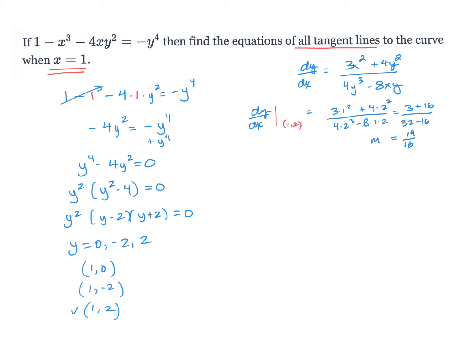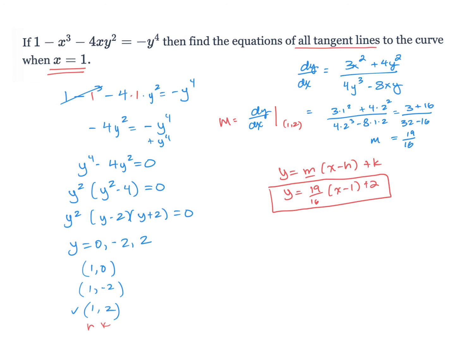So now I have my slope. Remember the equation of a line, when I have that it is y equals m times x minus h plus k. These are my h, k points right here, h and k. So I really just need my m, which I just found. Remember, derivative is slope. So now I can write my equation. So y equals the slope, which is 19 over 16, times x minus 1 plus 2.